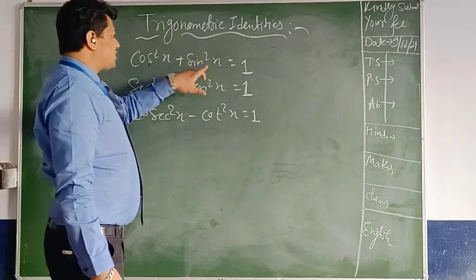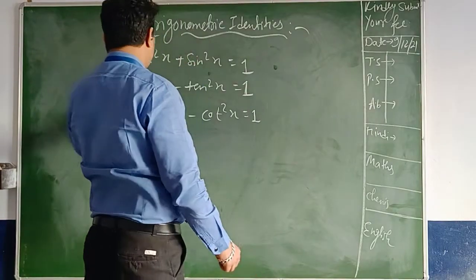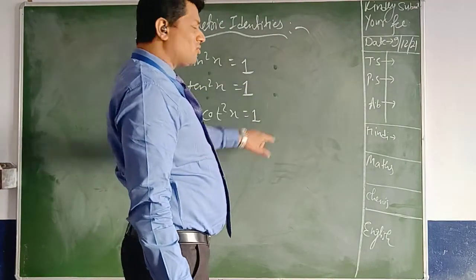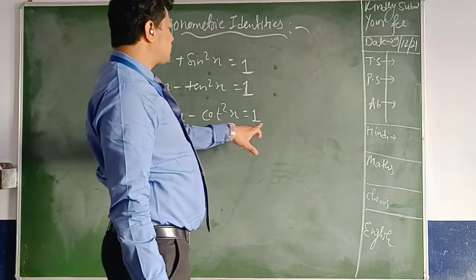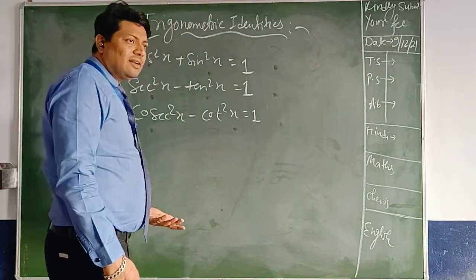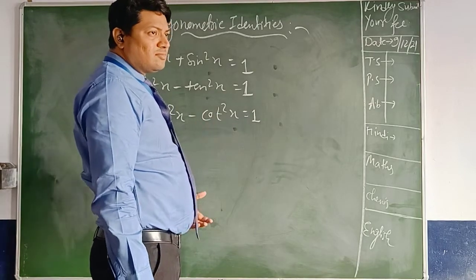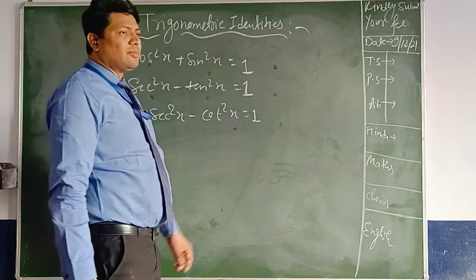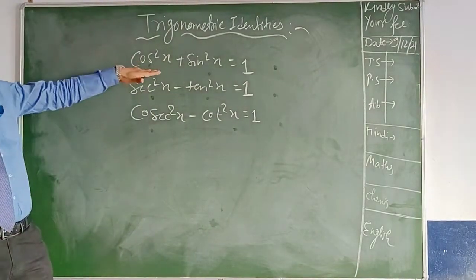Cos square x plus sin square x equals 1. Sec square x minus tan square x equals 1. Cosec square x minus cot square x equals 1. Is it clear? But how is it? How are the formulas coming? Tell me how the formulas are coming.